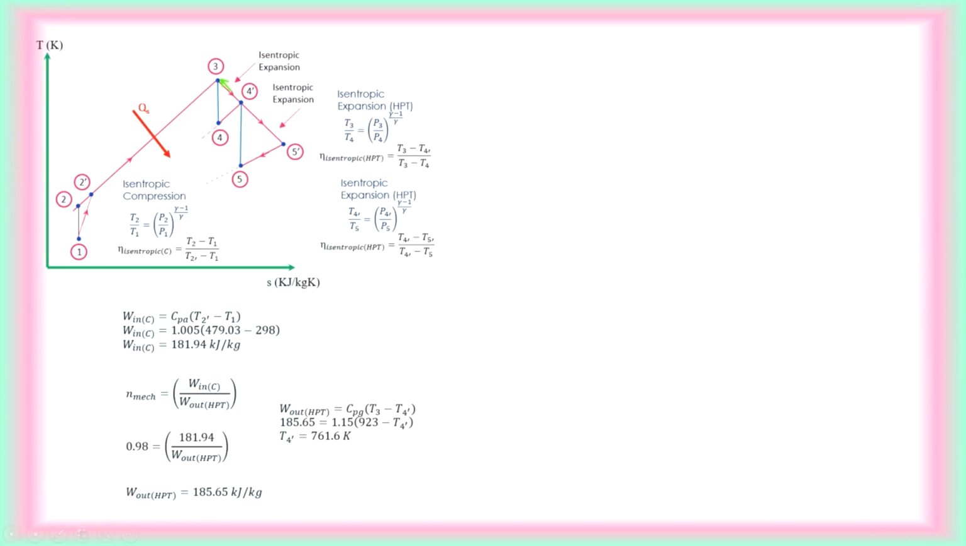We can use the isentropic efficiency for the HPT to find out T4. Based on the isentropic efficiency of the high pressure turbine, we have actual T3 minus T4 prime over theoretical T3 minus T4. So the temperature T4 is found to be 728.5 Kelvin.